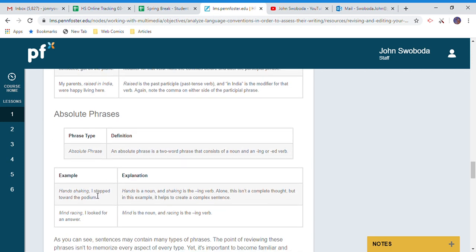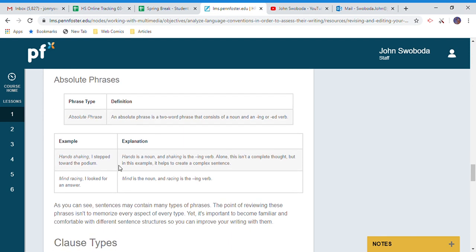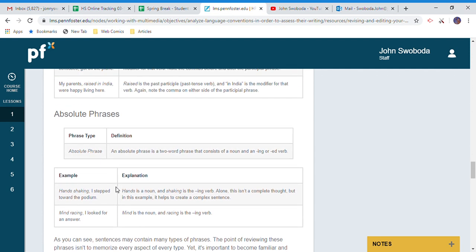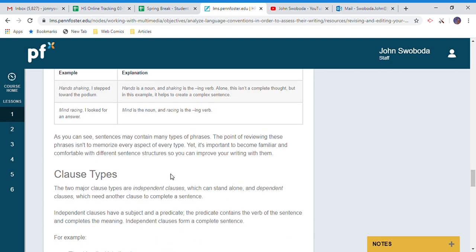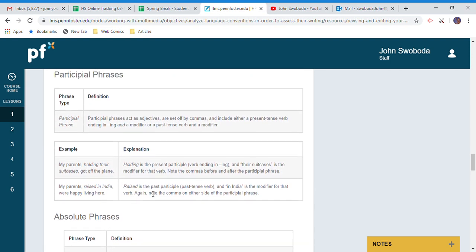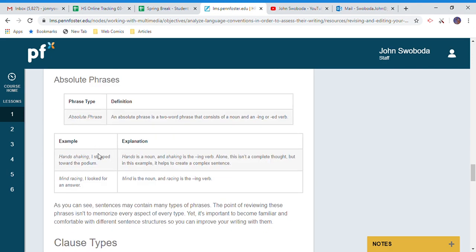And an absolute phrase is a two-word phrase that consists of a noun and an ing or ed verb. Hands shaking, I step towards the podium. Mind racing, I look for an answer. So I guess it has to go in the front of the sentence. Absolute phrase is not one I was familiar with. I don't know if they developed that in the last 20 years or what, but it's the first time I've heard of absolute phrases.